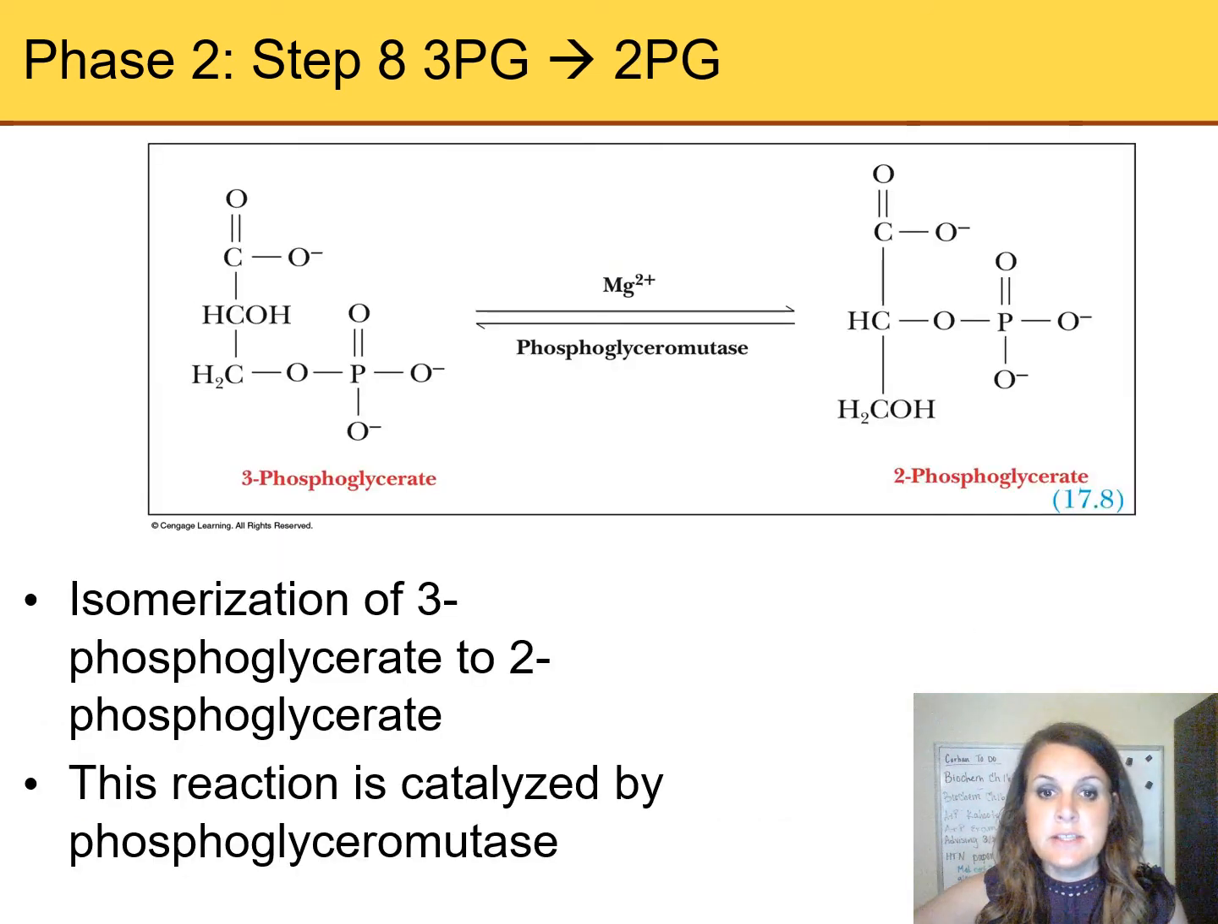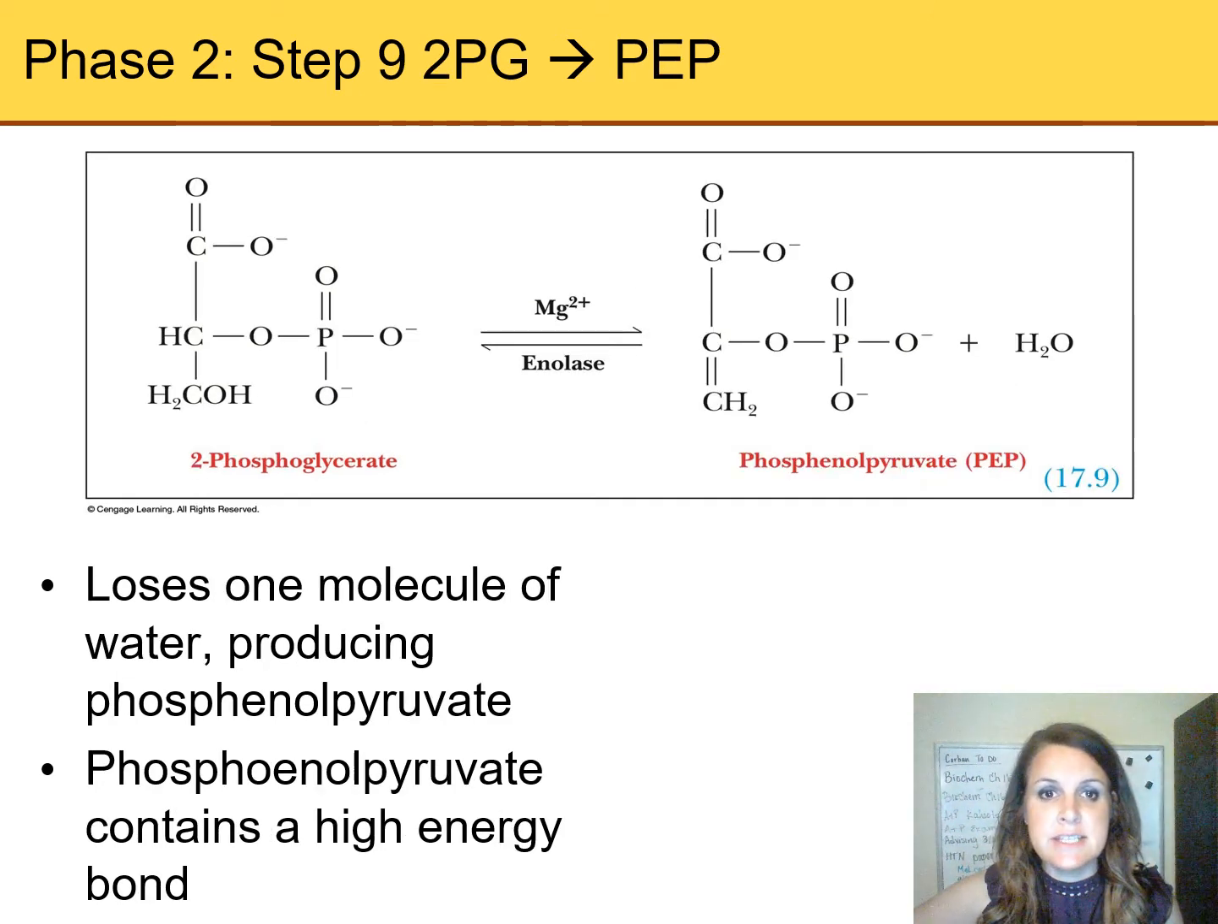Step 8 is an isomerization reaction. So you see this enzyme phosphoglycerate mutase that basically moves the phosphate from carbon number 3 to carbon number 2. Step 9 is catalyzed by enolase. So basically 2-phosphoglycerate loses a water molecule to produce phosphoenolpyruvate. And what I want to point out here is that phosphoenolpyruvate contains a high energy bond to that phosphate group, which is going to be important in the final reaction.